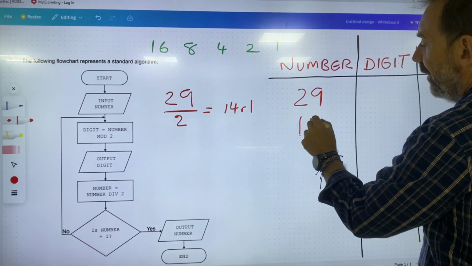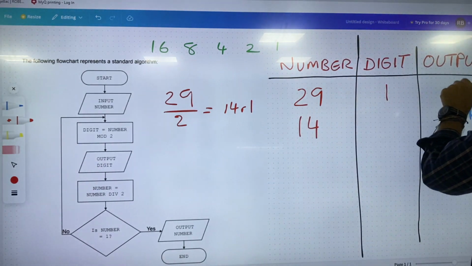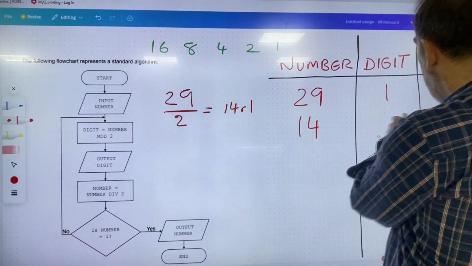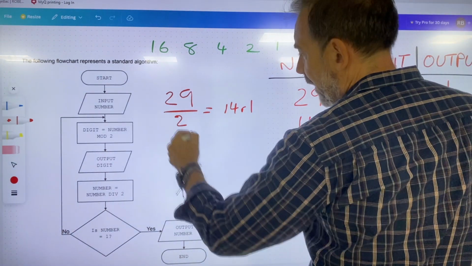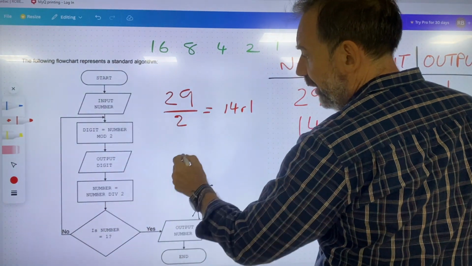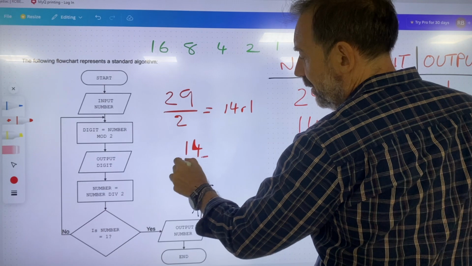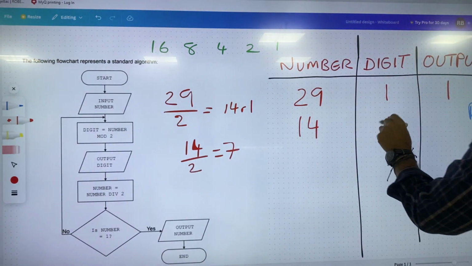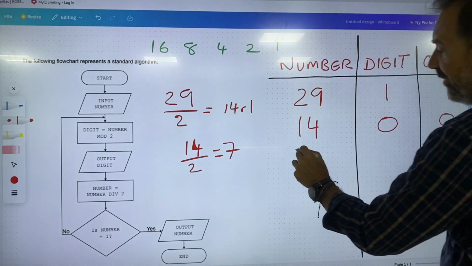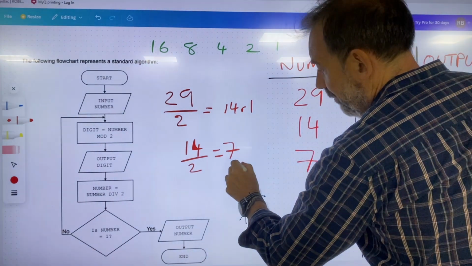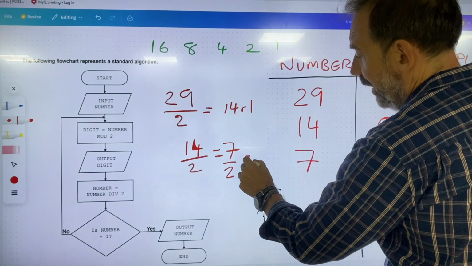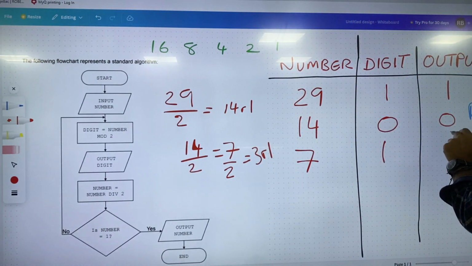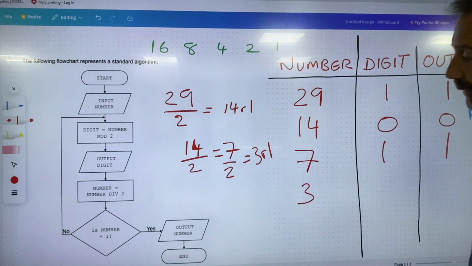So I put 14 in there, and I put my 1s in here. Now I've got an even number, so I'm expected to put zeros in here. So again, 14, we've gone through it. 14 divided by 2 equals 7, so I can put a 0 in that and pop a 7 in there. 7 divided by 2, we're going to get 3, remainder 1. So put my 1s in, pop my 3 in.